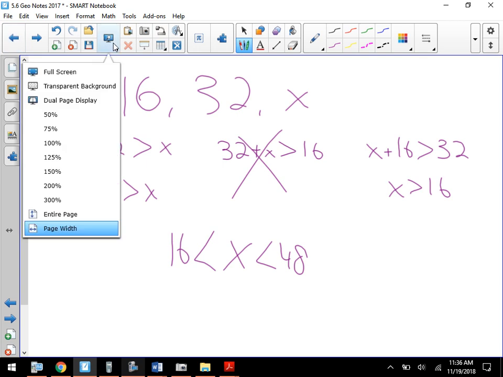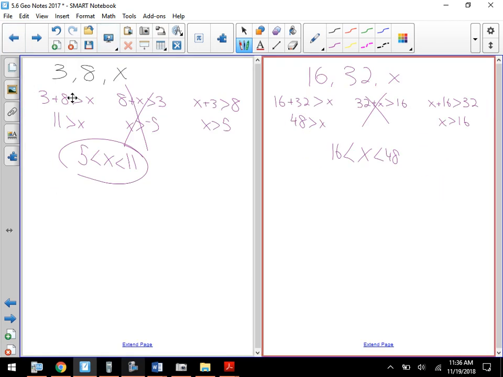Did you guys see the difference? What was going on? What was happening? Look at the range. 5 and 11. 16 and 48. Look at the numbers you started with. 3 and 8. 16 and 32. What's 3 plus 8? What's 8 minus 3? What's 16 plus 32? What's 32 minus 16? Subtract them. That's your range.